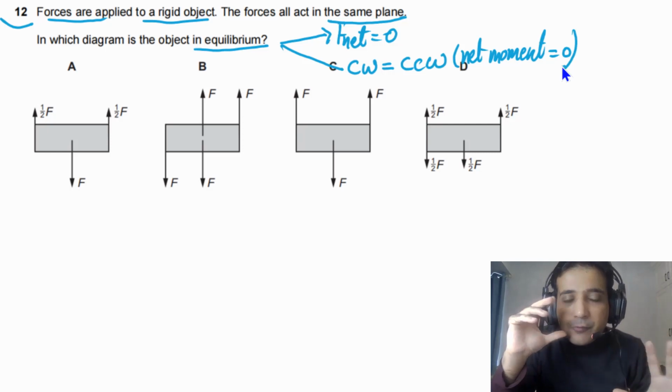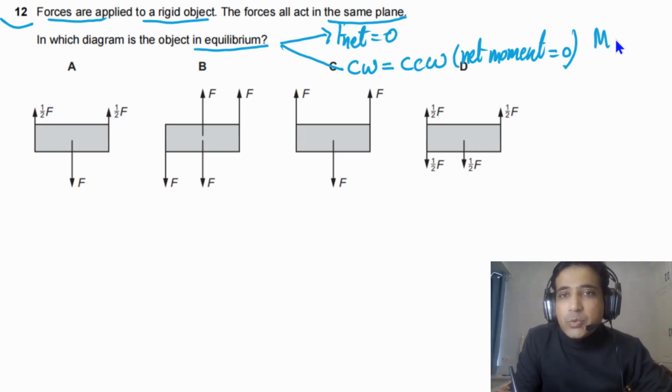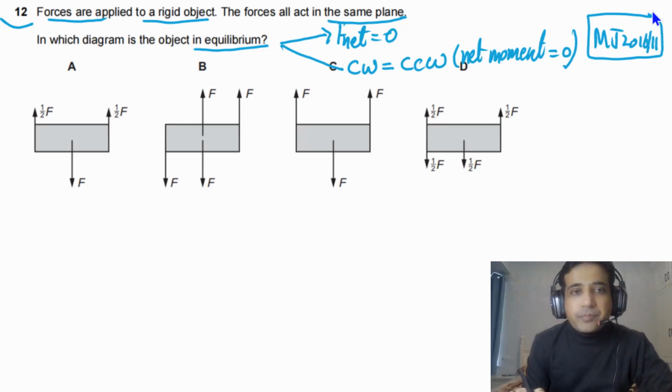But before we answer this question, let me tell you this question is from the May-June 2016 paper 1, variant 1, meaning paper 1 variant 1. So this is a repeated question, the same question, 100% same question you will see in 2016 paper 1 variant 1. Now let's try to answer this question.